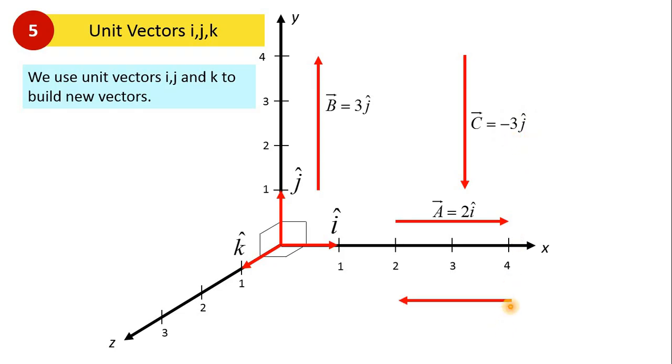Similarly, if I draw a vector of length 2 units in the negative x direction, or we can say opposite to this i cap, this vector should be minus 2 i cap. So that is how we understand that the unit vectors i, j and k are used to build new vectors. Similarly, we can also have vectors along the k direction.